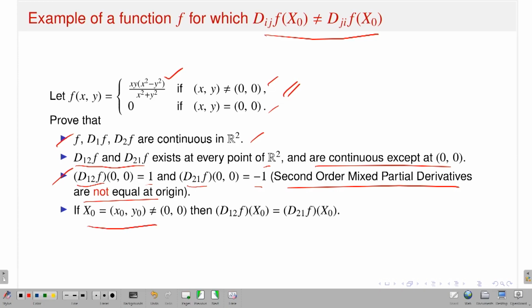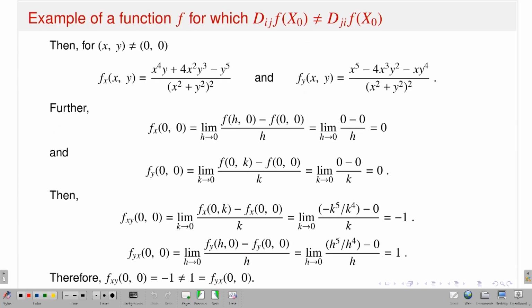However, if you differ from the origin point, then the mixed partial derivative exists, as I already mentioned here. So, this exists, and they are equal. But only at the origin you will have the difficulty, where the mixed partial derivatives exist, but they are not equal.